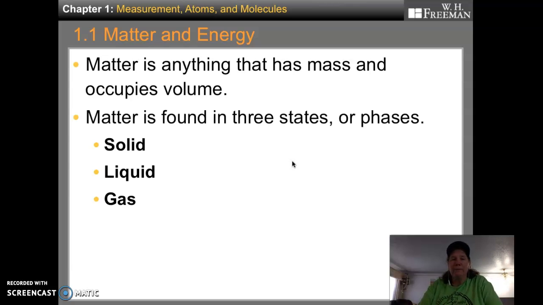All right, matter is found in 3 different states or phases, and I'm sure you guys heard these in 2nd grade. Solid, liquid, and gas. It depends on the particles, and when I say particles, I mean atoms and molecules. In a solid, they're really close together. In a liquid, they're a little farther apart. In a gas, they're really far apart. So how close the particles are to each other determines what phase you're in.